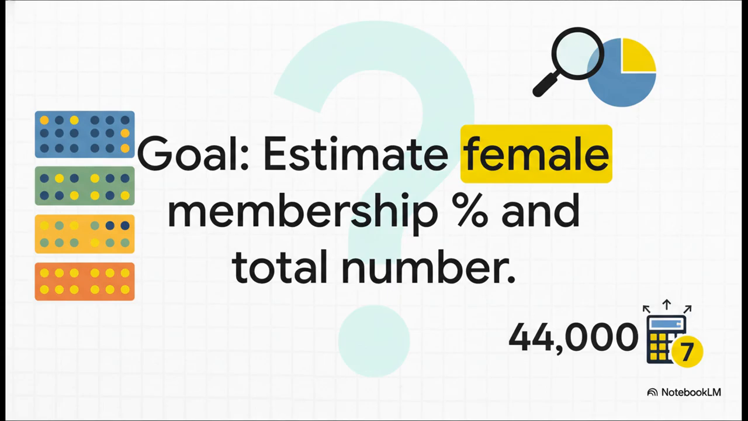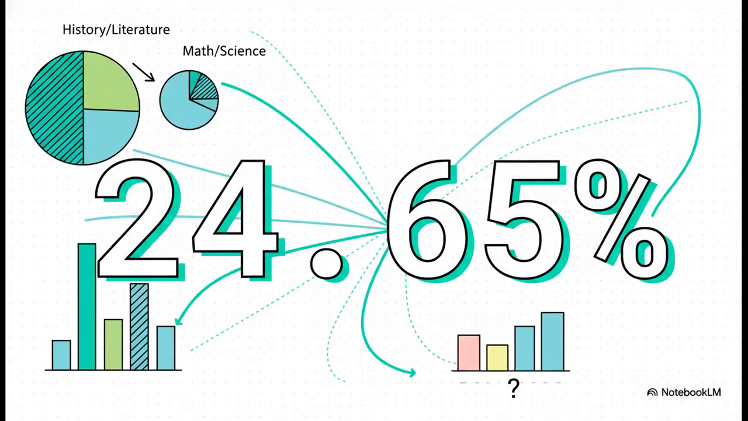Okay, so here's our mission. Use this data to estimate the overall proportion, and then the total number of female members across that entire population of 44,000 people. Let's do it. After we plug all those numbers into our weighted average formula, we get our estimate, 24.65%.